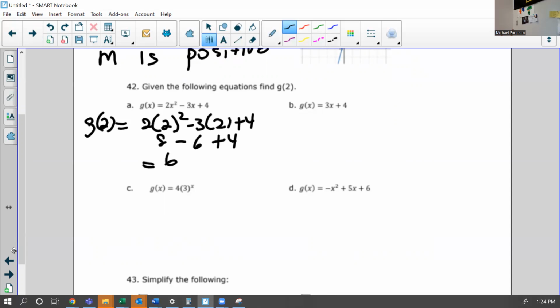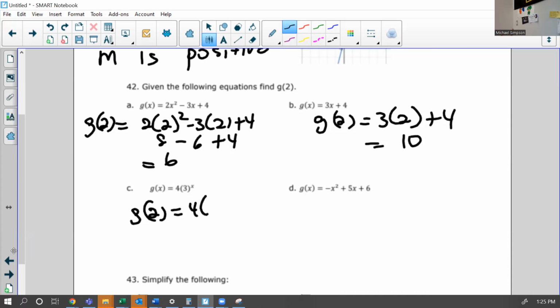The next one, g of 2 is equal to 3 times 2 plus 4, and that is 10. This one is an exponential now. g of 2 is going to equal 4 times 3. The exponent is 2, so here it's going to be 3 squared. 3 squared is 9, right? It's going to be 4 times 9, which is 36.